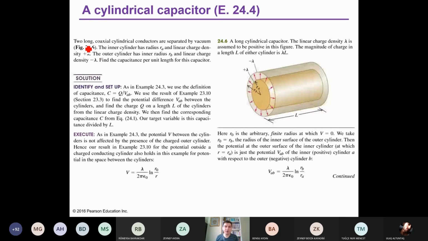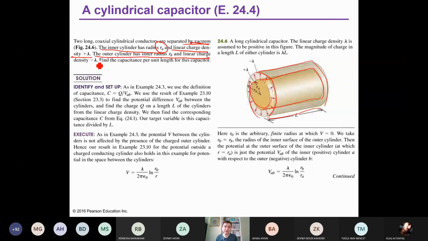Here we have two long coaxial cylindrical conductors. One cylindrical conductor is this one, and another cylindrical conductor is this one. And they are separated by vacuum, okay? There is nothing between the conductors. The inner cylinder has radius RA and linear charge density positive lambda. And the outer cylinder has inner radius RB and linear charge density negative lambda. Find the capacitance per unit length for this capacitor.